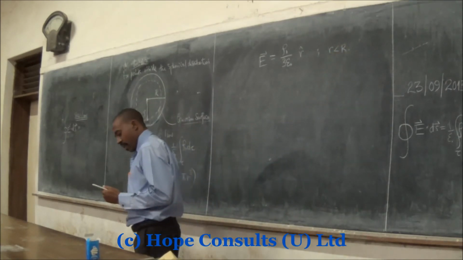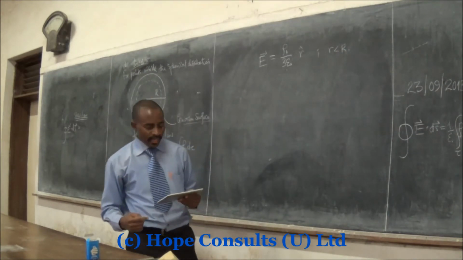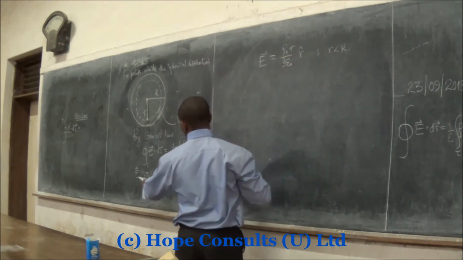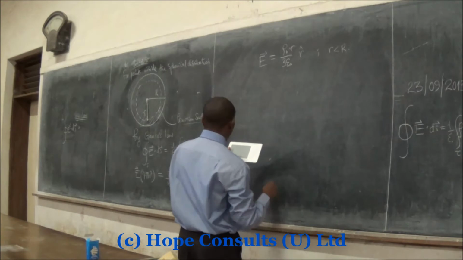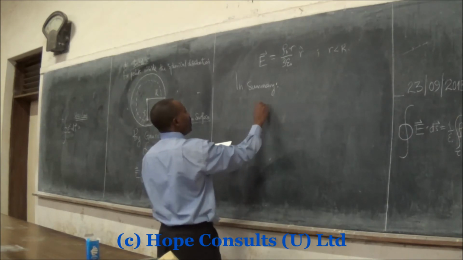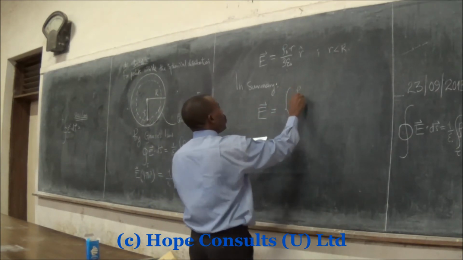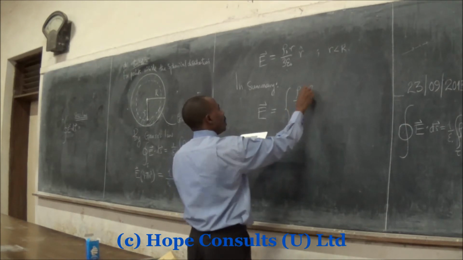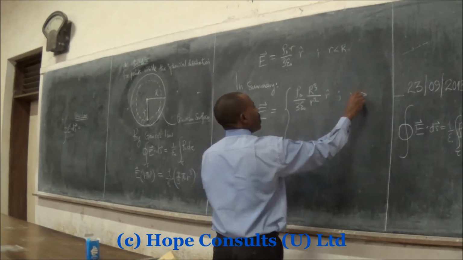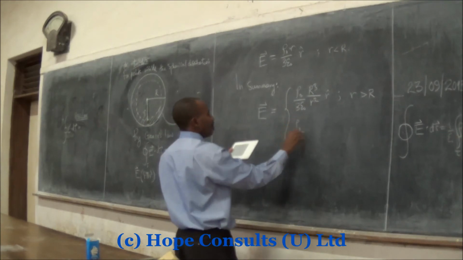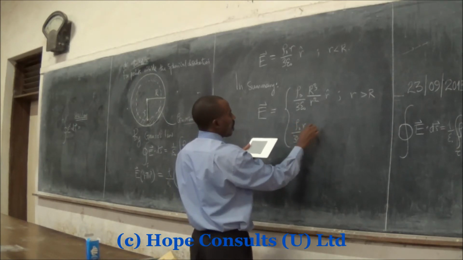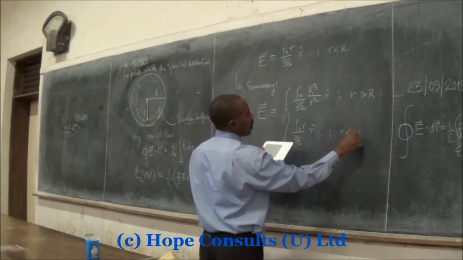When you take the Gaussian surface to be inside, then there is an r up here which remains when you chop the R. So in summary, we can write it in a nice way that E is equal to either rho naught over 3 epsilon naught, R cubed over r squared, r cap, when you have r greater than capital R, or rho naught over 3 epsilon naught, r, then r cap, for when r is less than capital R.